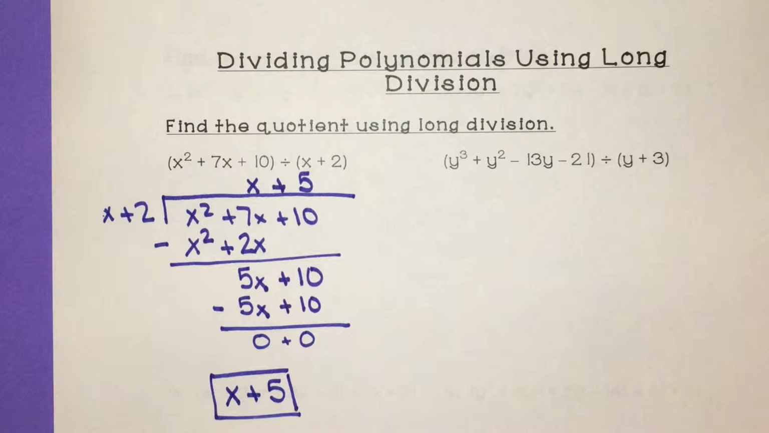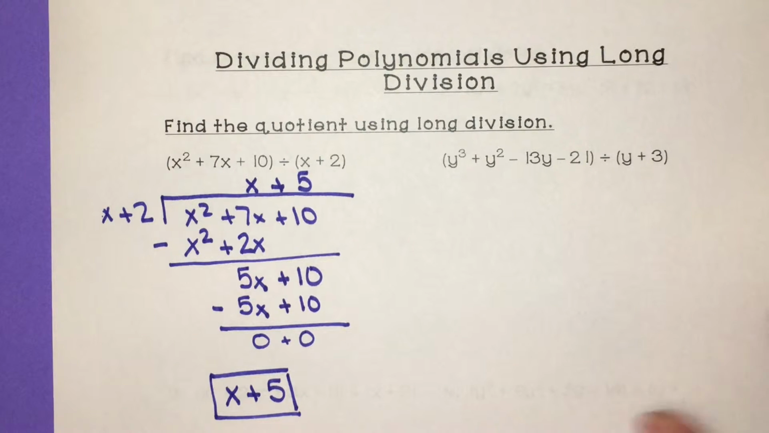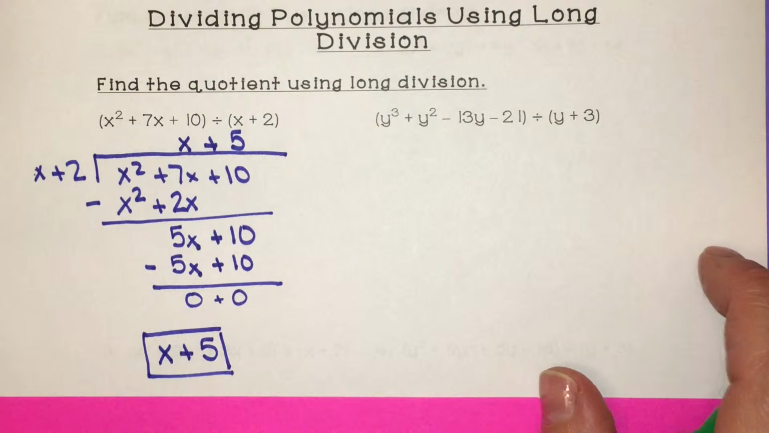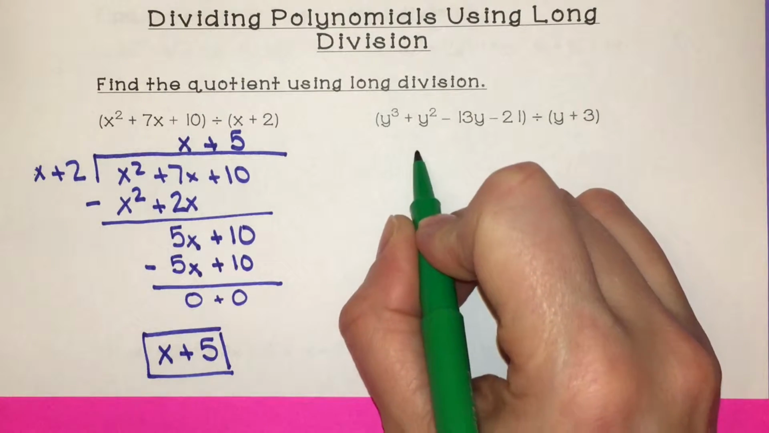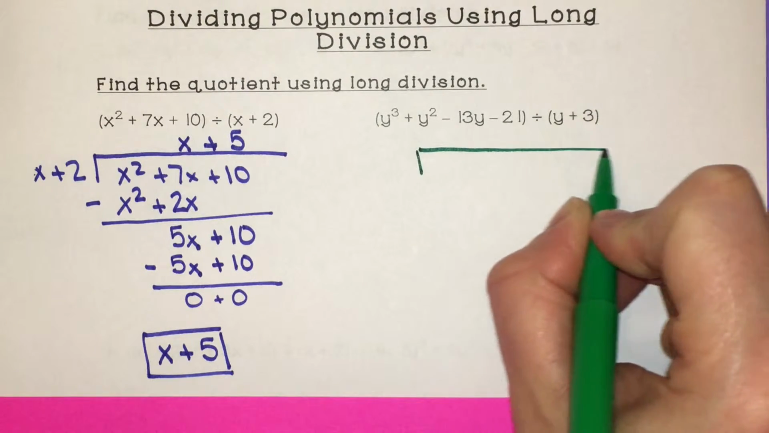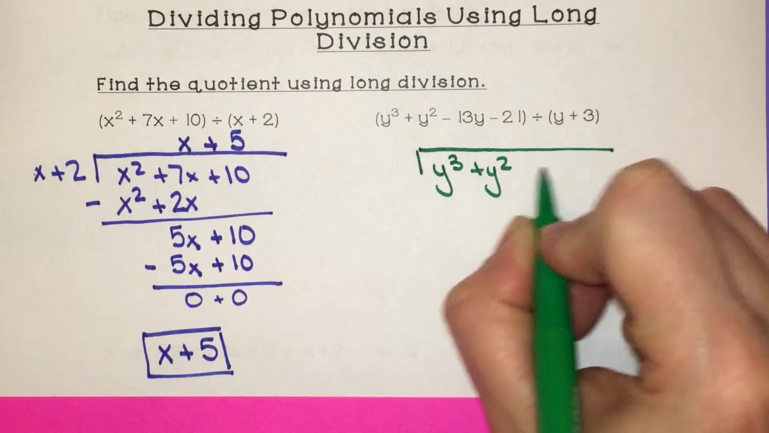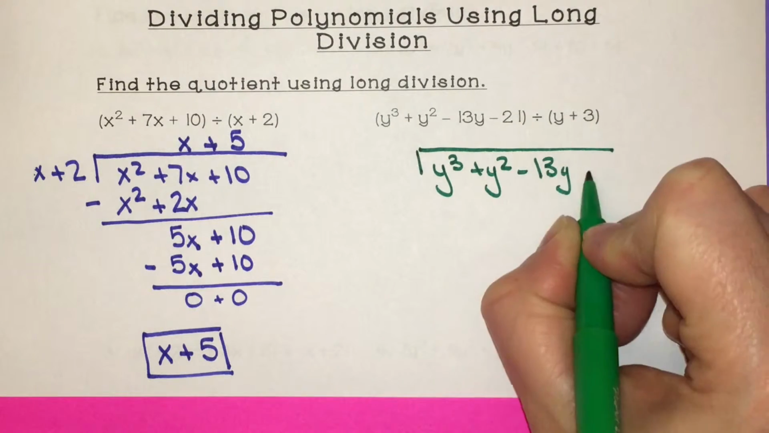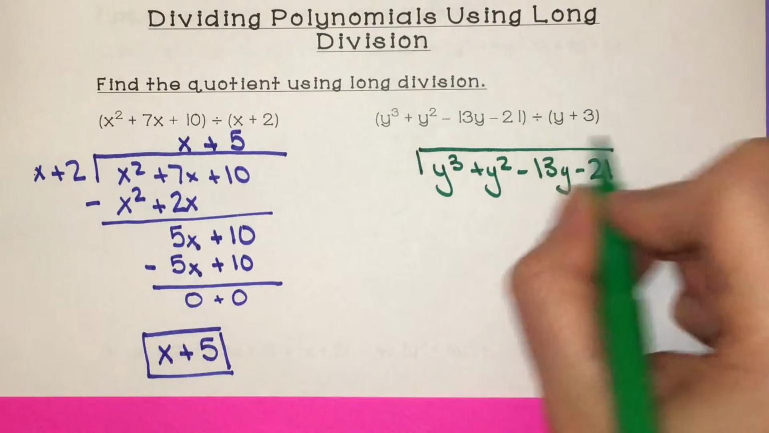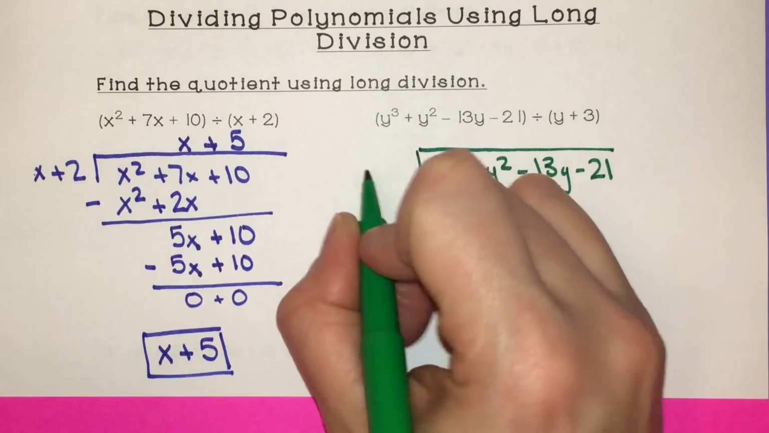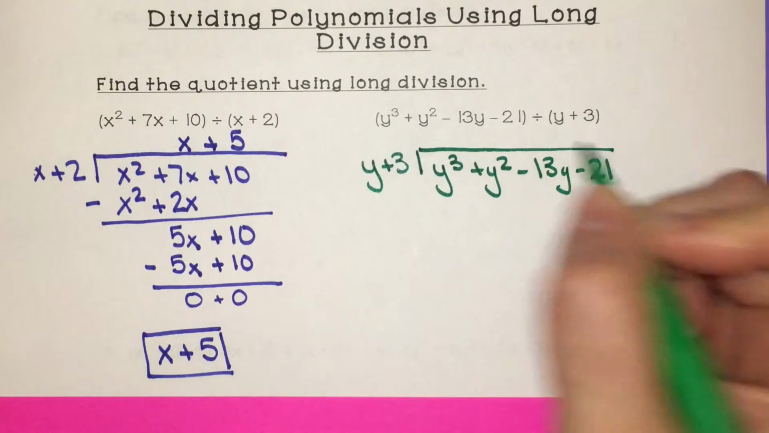All right, let's try another one of those. Okay, same thing. You're going to set up your long division. We have y cubed plus y squared minus 13y minus 21. It's divided by y plus 3. Remember that goes on the outside.